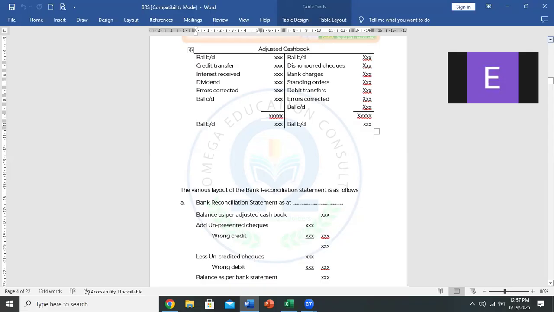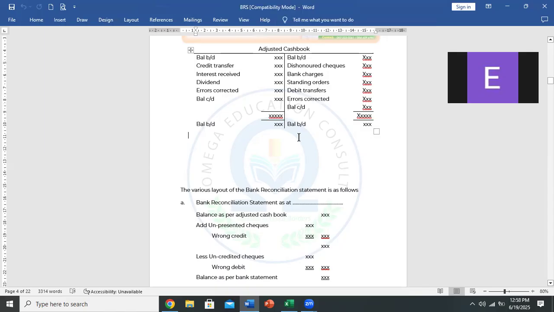And so you would remember that I said 7 of the items are adjusted in the cash book, i.e. bank charges, standing orders, debit transfers, dishonored checks, right? Interest received, dividend, credit transfer. Now it's simple. The items that you are receiving into your bank account, you debit them to your cash book, and those that you are paying, like bank charges, standing orders, debit transfers, you credit them.